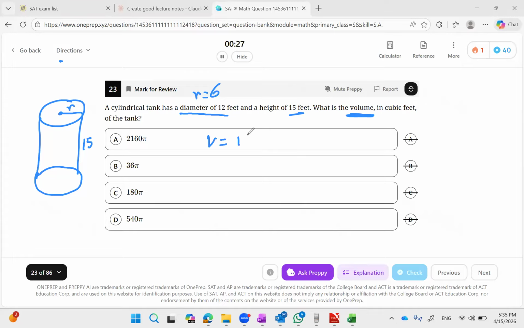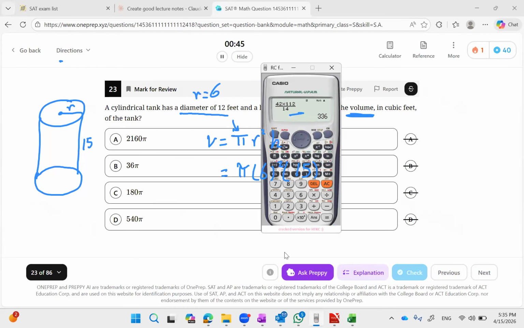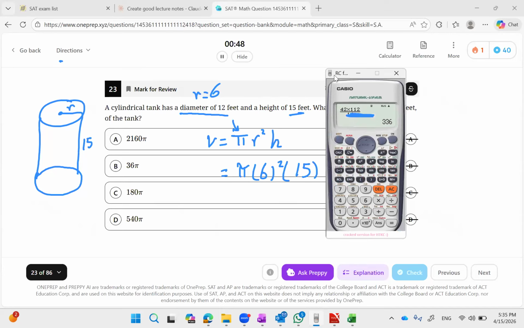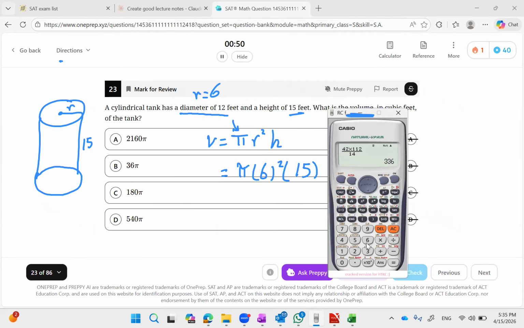I know that the volume is equal to pi r squared h. And as I told you before, we don't plug in pi. So it's pi times 6 squared times the height, which is 15. What I have to do, using my calculator, if I'm using the scientific one, or even if I'm using Desmos, is not write pi. Just write 6 to the power of 2 multiplied by 15. Get the answer, which is 540, and then put pi next to it. So it's 540 pi.